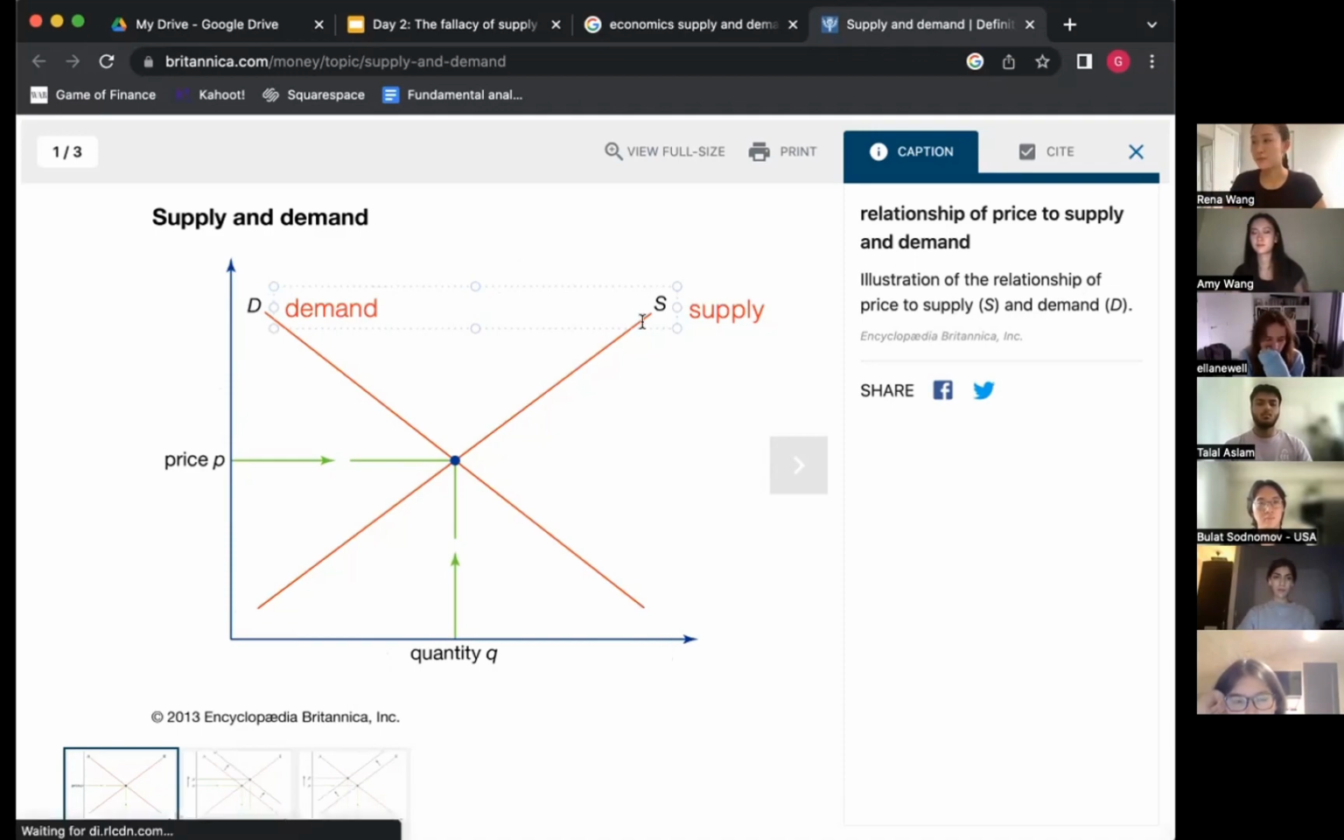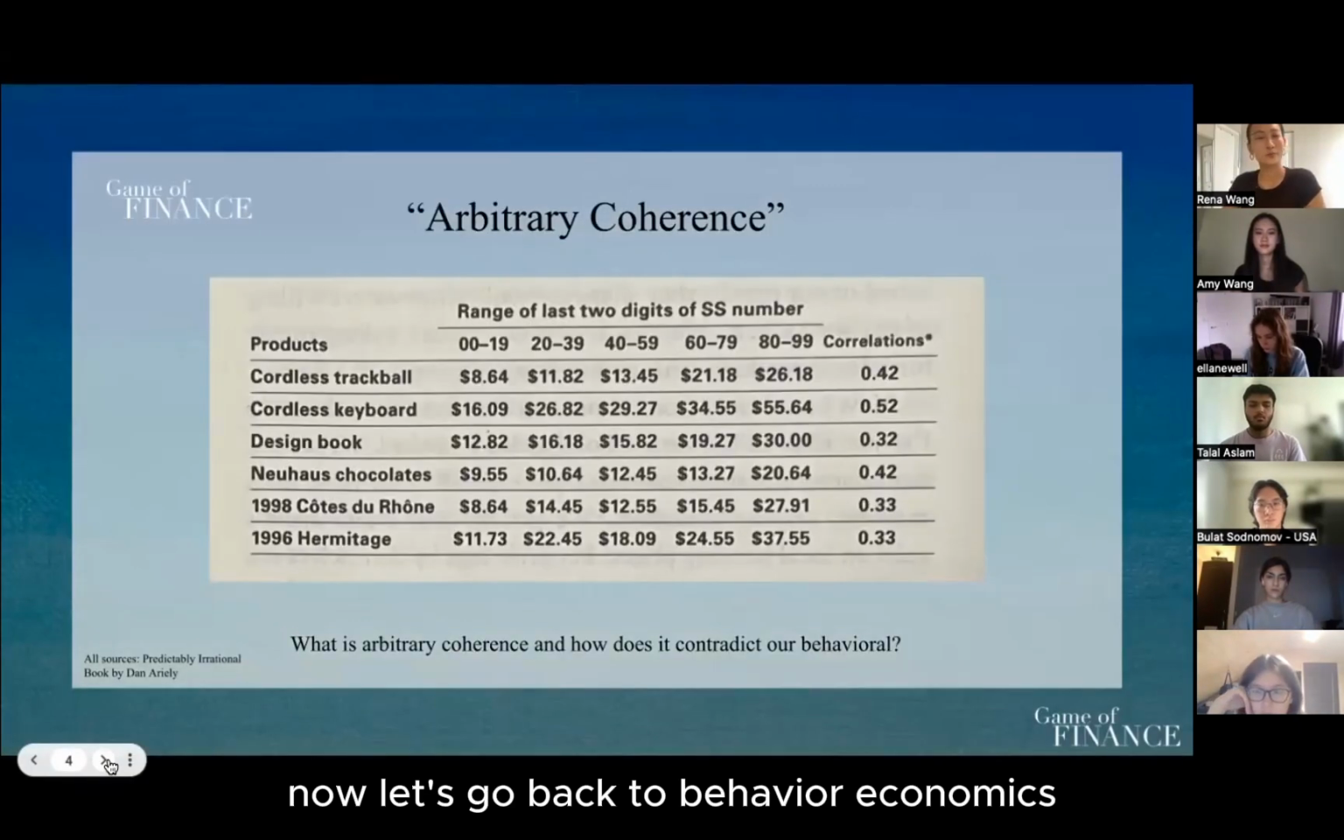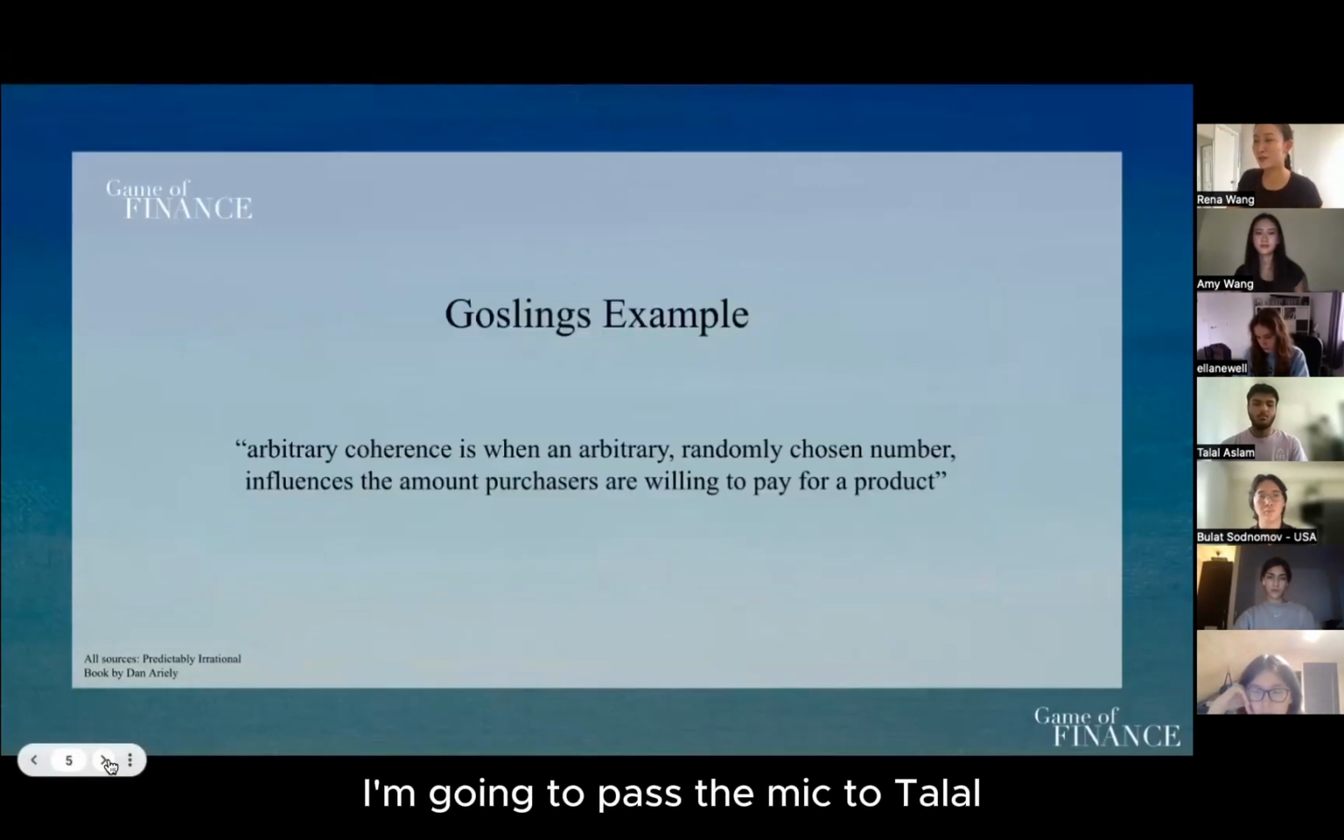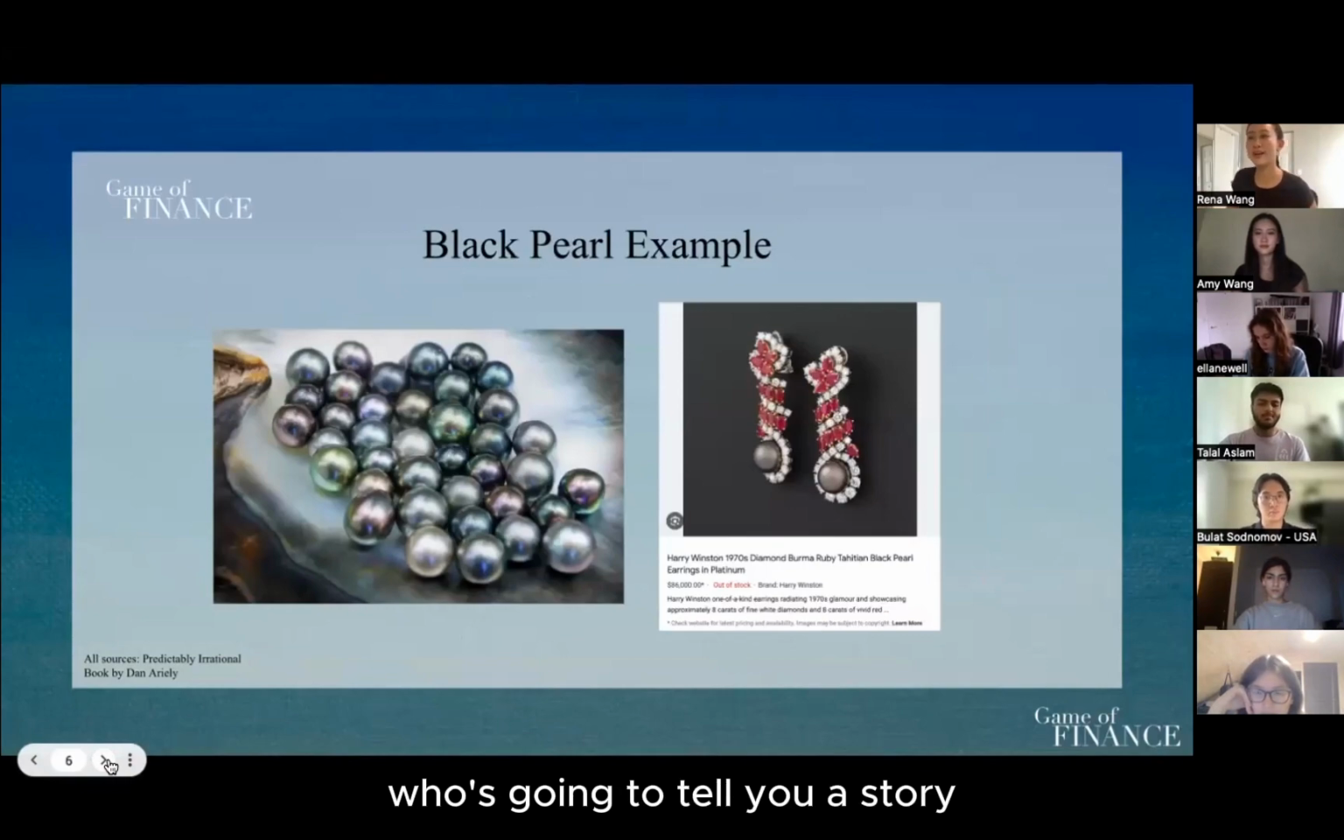Now that makes sense, right? But what if we were to look at supply? As the price increases, quantity increases. What does that mean? As the price of the book increases, the producers are able to produce more, therefore supplying more for the consumers. So that is part of traditional economics: demand and supply are drawn separately on the graph, and they have individual factors which determine them. Now let's go back to behavioral economics. I'm going to pass the mic to Talal, who's going to tell you a story on the Black Pearl example.